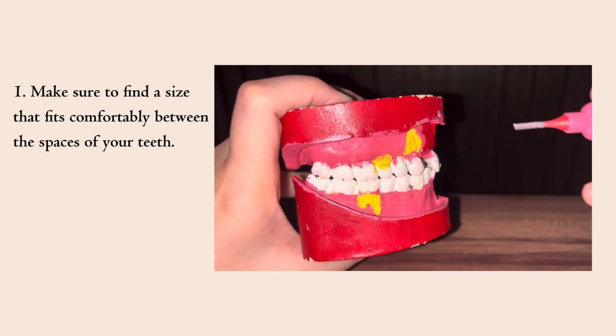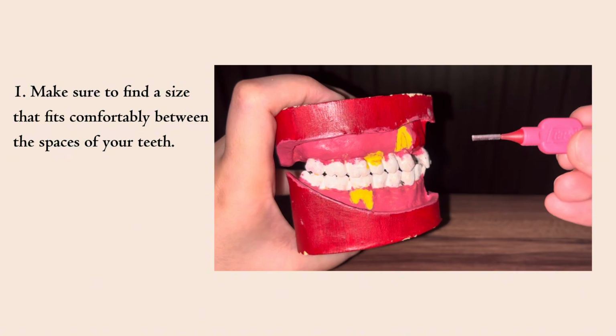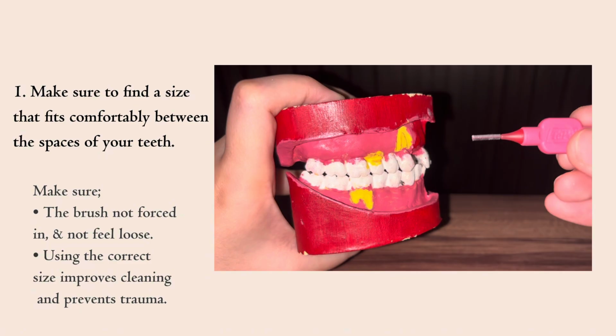First, choose the correct size. Make sure to find an interdental brush size that fits comfortably between the spaces of your teeth. The brush should not be forced in and it should not feel loose. Using the correct size ensures effective plaque removal without causing trauma to the gum.